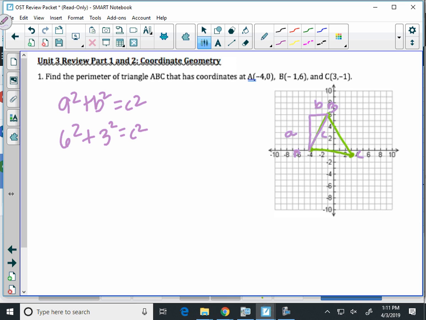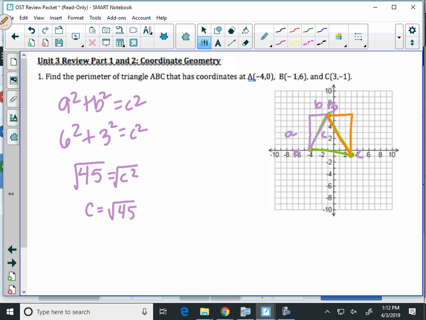So we plug that in. 6 squared plus 3 squared is 45. You have to remember to square root both sides to get C by itself. Do not plug it in and round. Leave it as a radical. Don't round to the very, very end. And then you're going to repeat that same process with the next side.